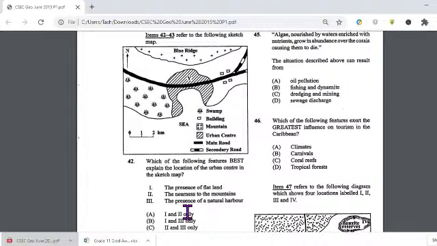All right, lots of people getting letter D right as well. You're doing very well, guys. Good job. 46. Which of the following features exert the greatest influence on tourism in the Caribbean?